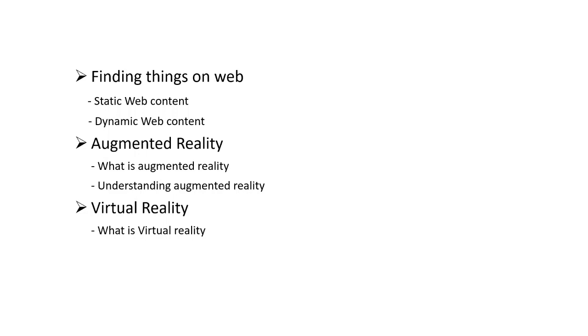So last session, we studied what design thinking is, why it is important, and the 5 different stages of design thinking. Now, in today's session, we will see finding things on the web, also augmented reality and virtual reality. So, finding things on the web.